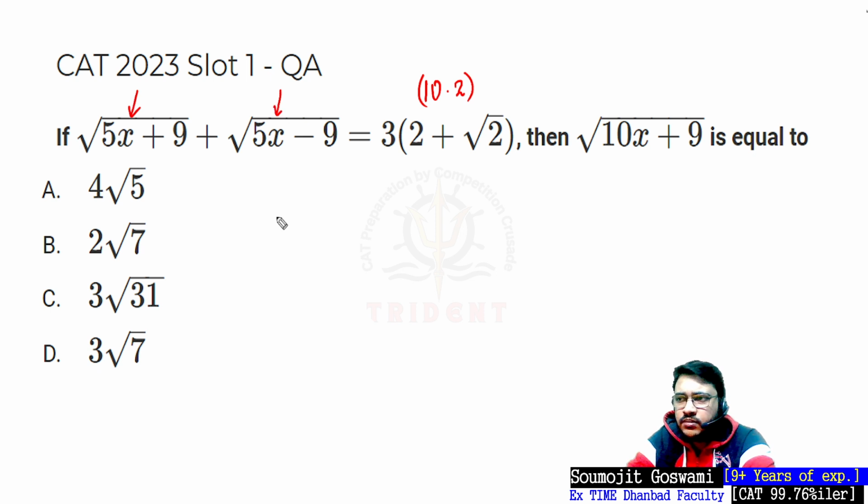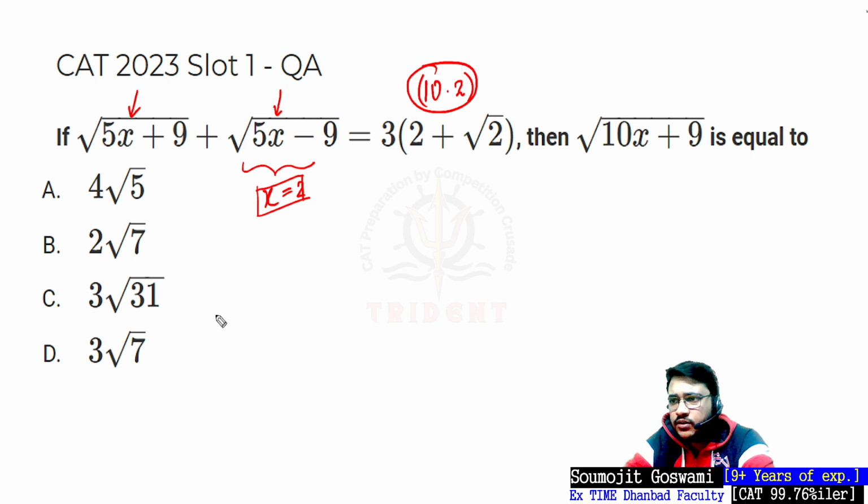Now before plugging in values, just see if X is equal to 1, this part becomes minus 9, which is not a real number. And of course in CAT, however difficult the paper becomes, we will never get into the domain of complex numbers and stuff. So the first thing is I will start off with X equals to 2, and I will try to check if X equals to 2 is somewhere closer to this 10 on the RHS.